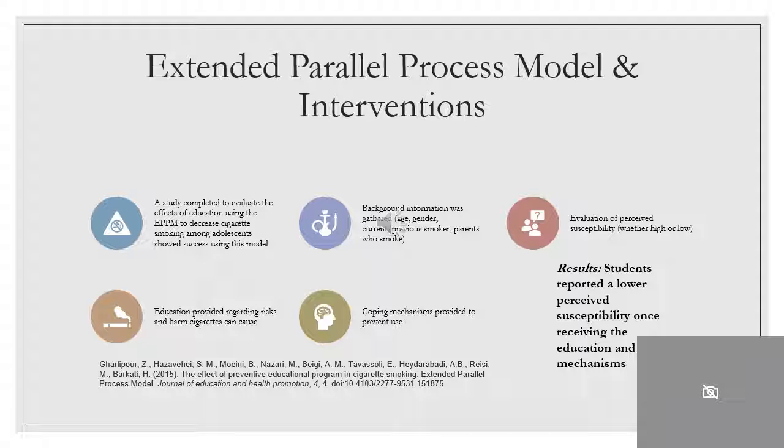So background information was gathered, such as their age, gender, are they a current or previous smoker. Evaluation of perceived susceptibility, whether high or low. Education was then provided regarding the risks and harms that cigarettes can cause. Coping mechanisms were then provided to prevent use, and the results were that students reported a lower perceived susceptibility, meaning that they're not going to take on this bad behavior once they receive the education and coping mechanisms.